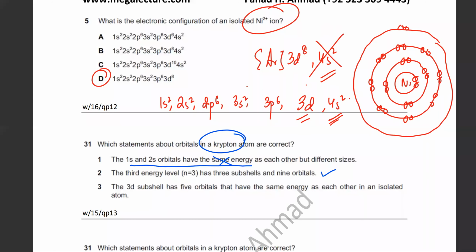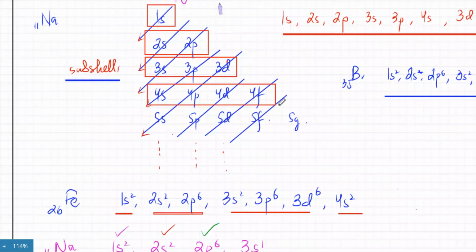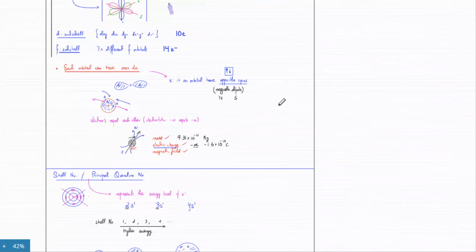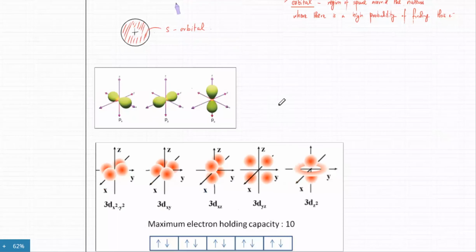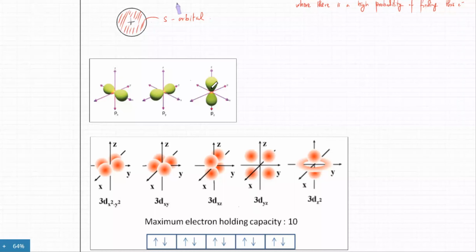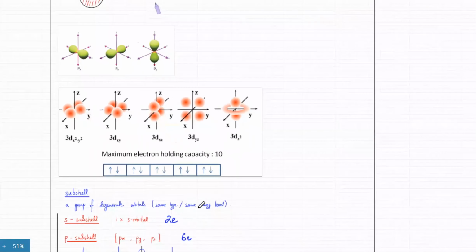So this statement, that it has 3 subshells, it does. It has 9 orbitals, that is also correct. And then the 3d subshell has 5 orbitals that have the same energy level as each other, that is also correct. The 3d subshell has 5 orbitals which have the same energy, which are degenerate. We did make the drawing. The s subshell just has 1 s orbital. The p subshell has 3 different orientations, that's 3 orbitals. And the d actually has 5 of them. You don't need to remember the shapes, but you need to remember that the 3d subshell has 5 orbitals. The electrons are going to be distributed in 5 different ways.